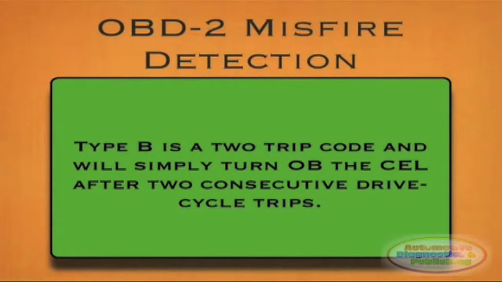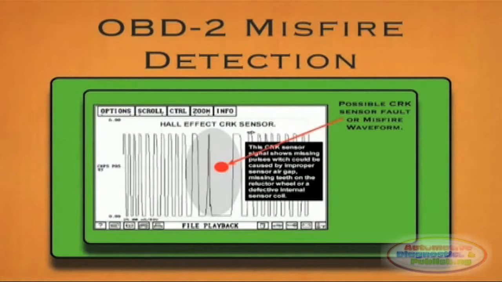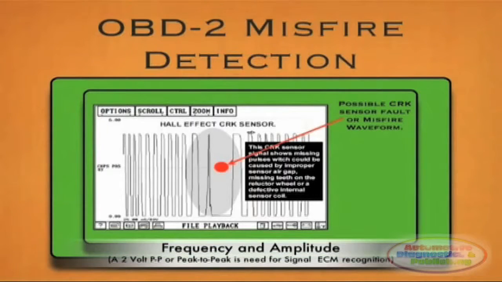Misfire codes Type B, C and D are two trip codes, which have to happen twice for it to set, as opposed to Type A, which sets a code and turns on the CEL right away. Here on screen, we can see a waveform capture from the ADP Scope 1 library. It shows an actual misfire as it occurred.